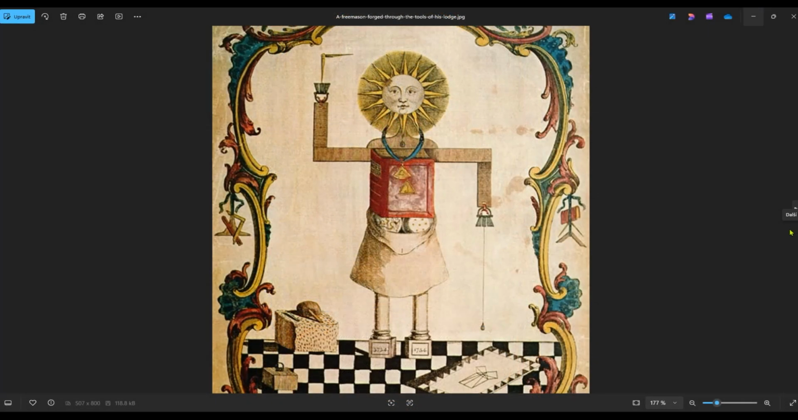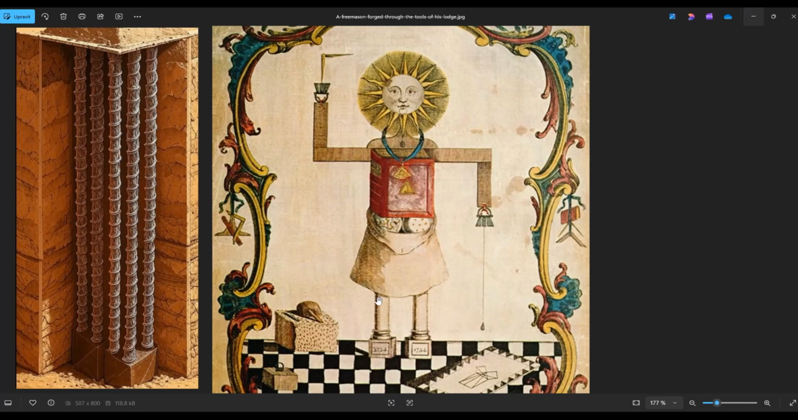We have seen this illustration before. The Earth is in the middle and the Sun is above it. The Earth stands on pillars. Here are 2, but in reality there are 8. Each pillar is anchored in a stone block.